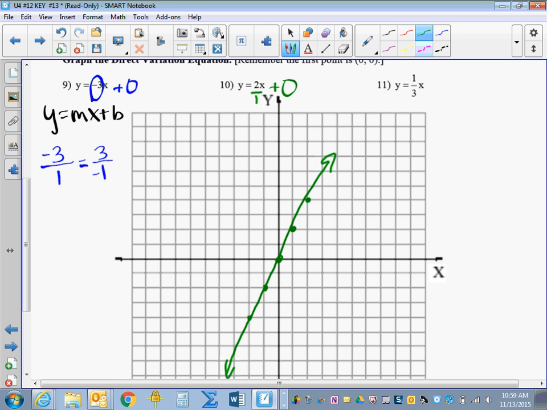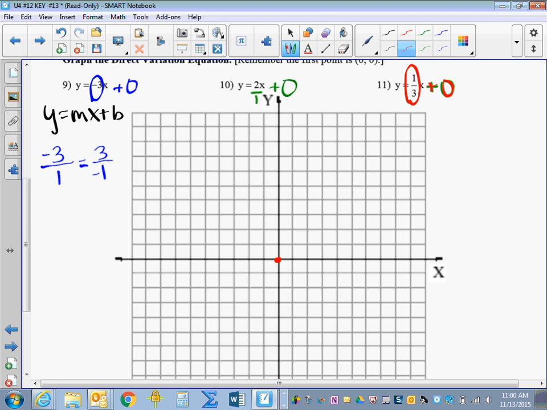Alright, let's do number 11. I'll do this one in red. This one should be pretty simple by now. What is my y-intercept? Y-intercept is 0. So again, my y-intercept is at 0. And Trey, what's my slope for this one? Good, my slope is 1/3.